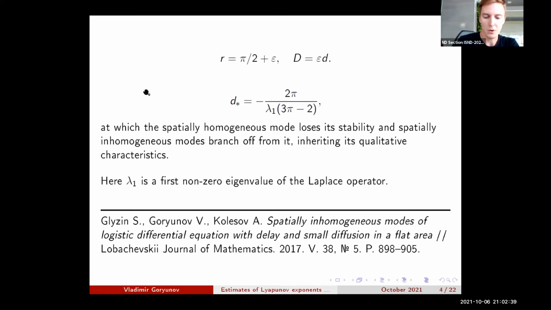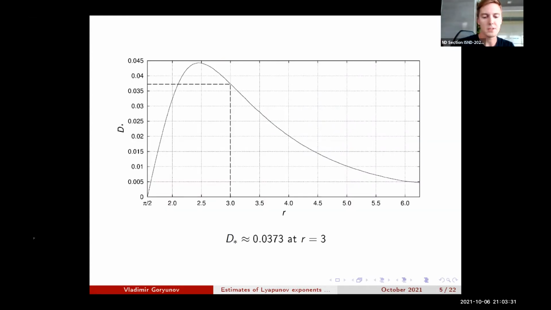If we consider the scenario of the critical value of parameter r and small parameter epsilon, then we can find a critical value of the diffusion coefficient d with asterisk, at which the spatially homogeneous mode loses its stability and spatially inhomogeneous modes branch off from it, inheriting its qualitative characteristics, and prove the corresponding bifurcation theorem. The case of larger values of the parameter r and smaller values of the diffusion parameter d cannot be analyzed analytically. Therefore, we can use numerical analysis. And it shows that this scenario of phase rearrangements keeps even at greater values of parameter r. So we can calculate the corresponding critical values of diffusion parameter d at different values of parameter r and draw a dependency graph. You can see it in this slide.